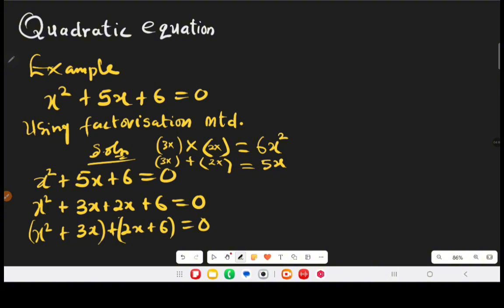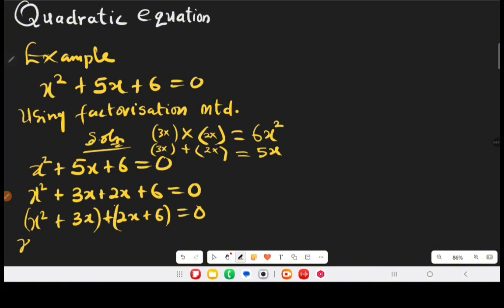Next step, we look for what is common. x is common, we bring it out, remaining x plus 3. When you want to times it back, x times x will give you x squared, x times 3 will give you 3x, plus what is common in this bracket? We discover that 2 is common. We bring out 2 and left with x plus 3 equal to 0.